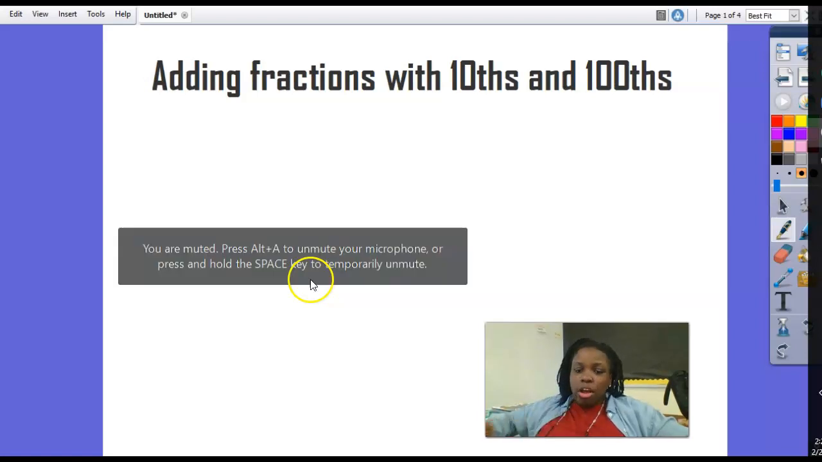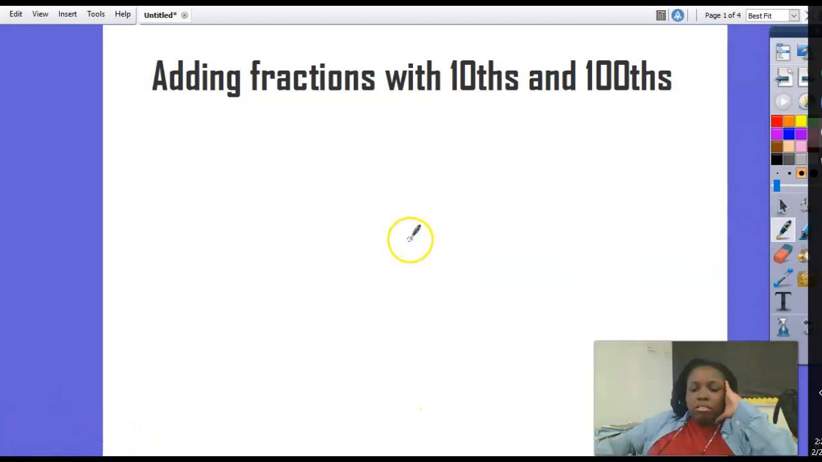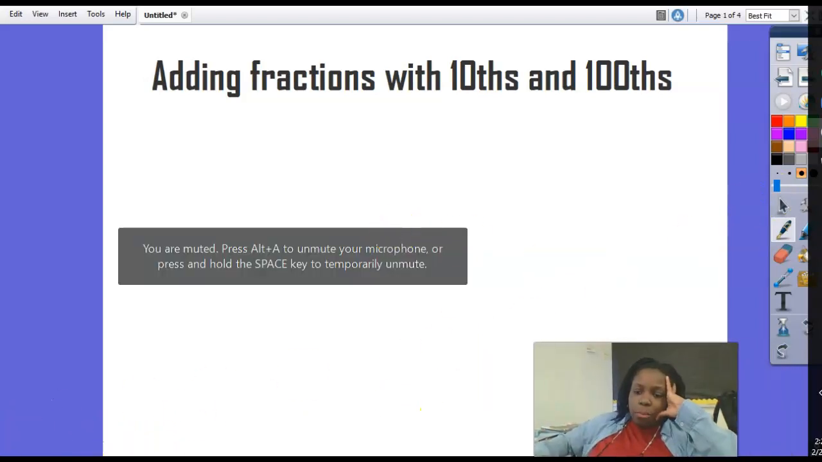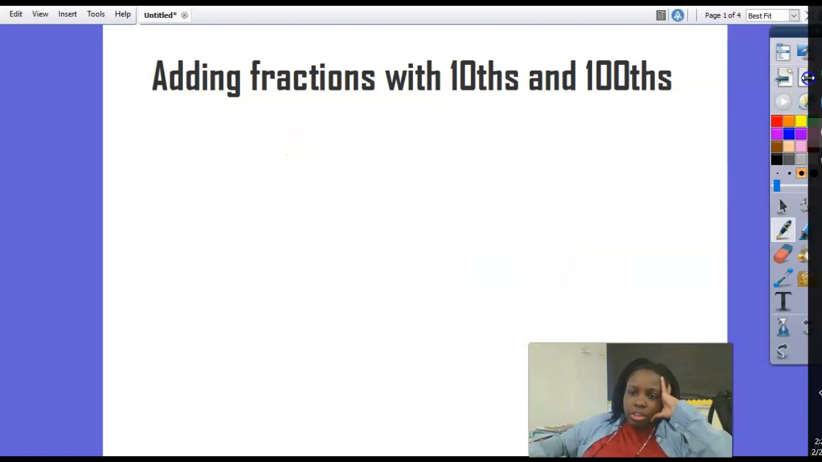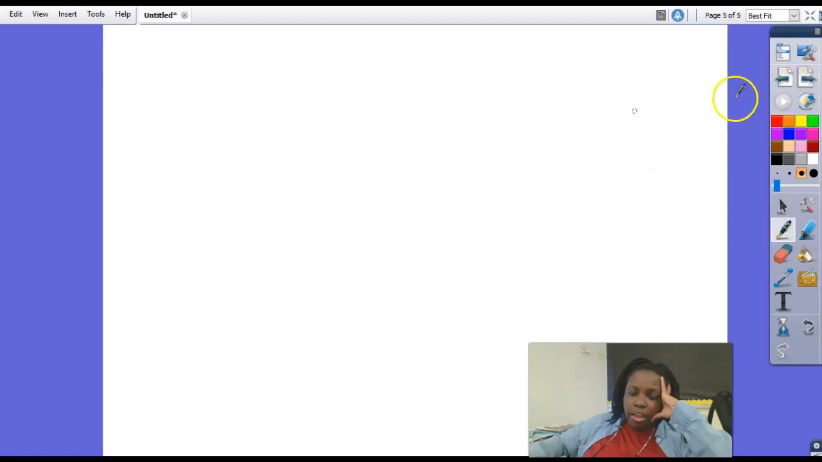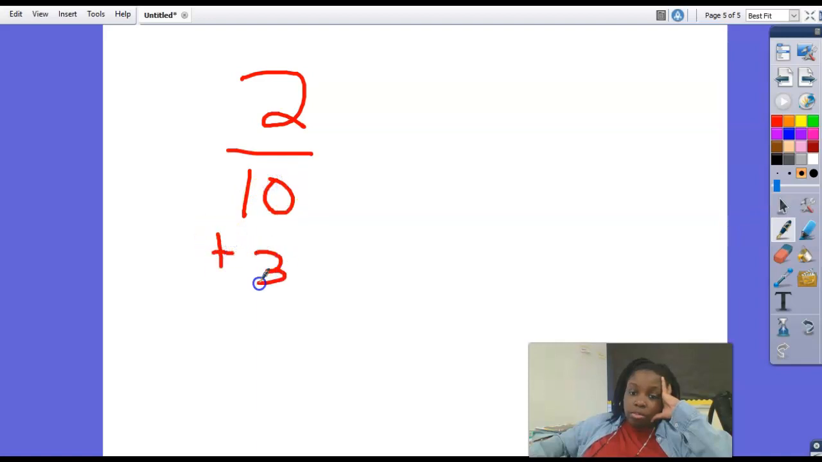All right, so today we are adding fractions with tenths and hundredths. What we're going to do is start adding with tenths and hundredths. We're going to look at some problems that look like that. What I mean by adding tenths and hundredths is this: 2 tenths plus 3 tenths.